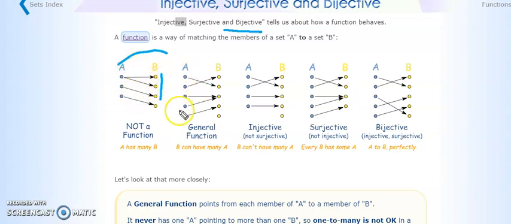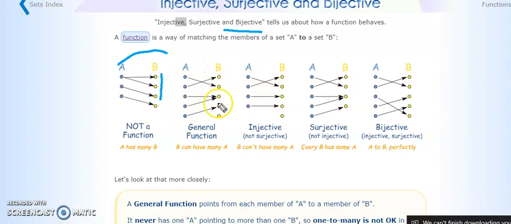You see, this is a function. For this and this input, you are getting the same value. We don't care about the values, it can be the same for all the elements. But one input cannot have more than one output, and every input should have an output.